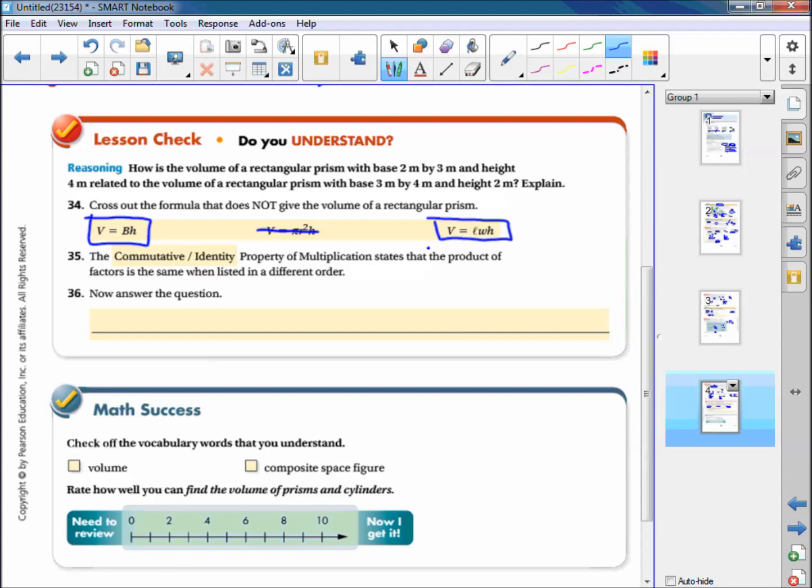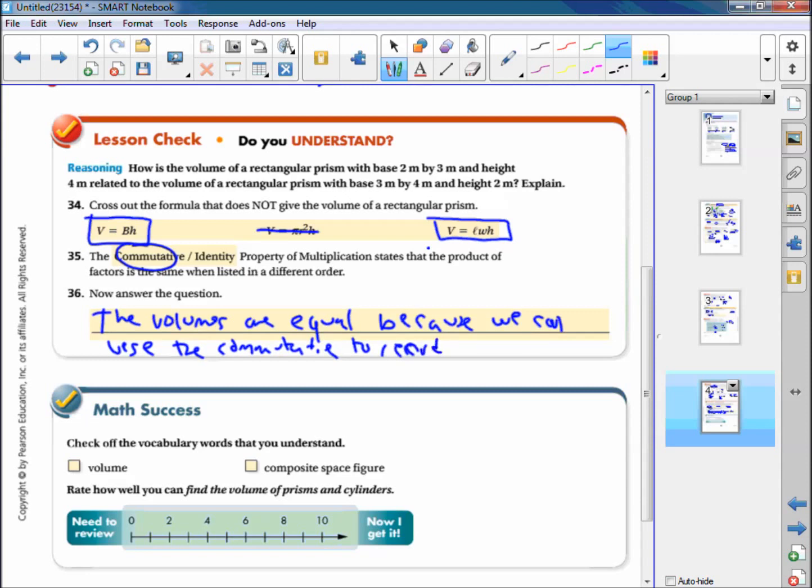All right, so the commutative property of multiplication states that the product of factors is the same when listed in a different order. So even if I multiply 2, 3, and 4, or I do 4, 3, and 2, I'm still going to get the same answer because I can multiply in any order I want. So answer the question here. The volumes are equal because we can use the commutative property to reorder the values to show they are identical.